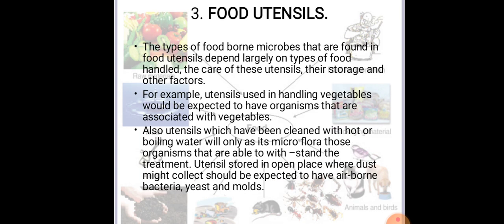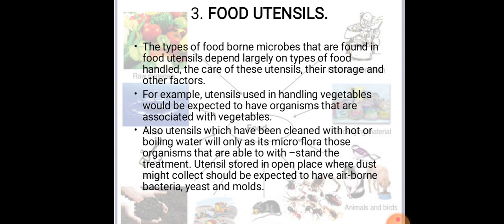Then the next one is the different types of utensils or glassware that we utilize for the purpose of cooking the food samples. The types of foodborne microbes that are found in the food utensils depend largely on the types of food handled, meaning which type of food we handled within those containers, and the storage conditions.